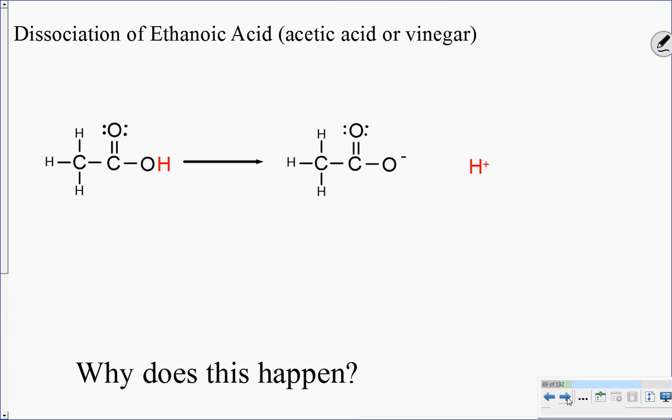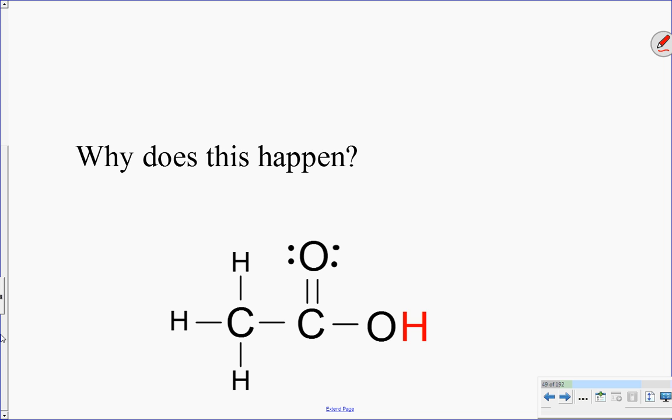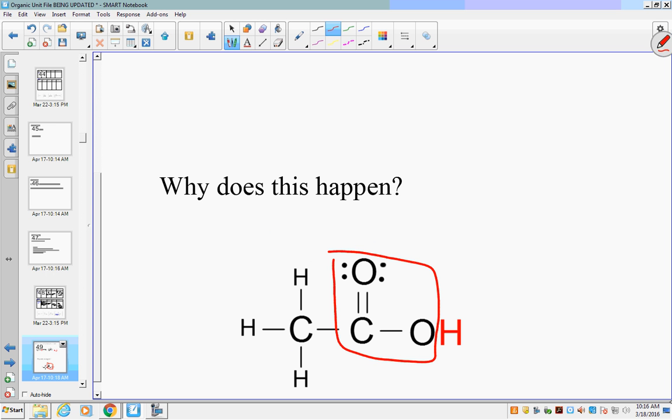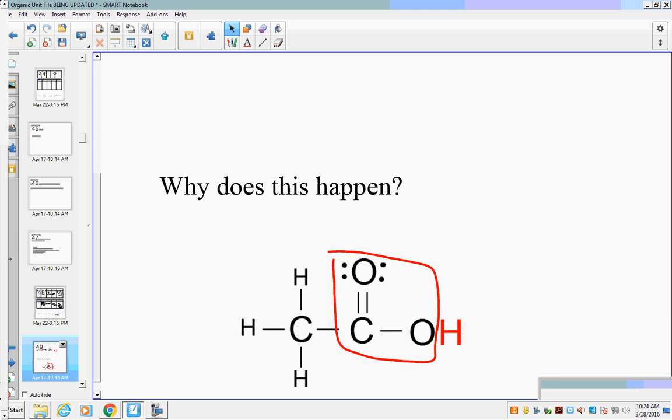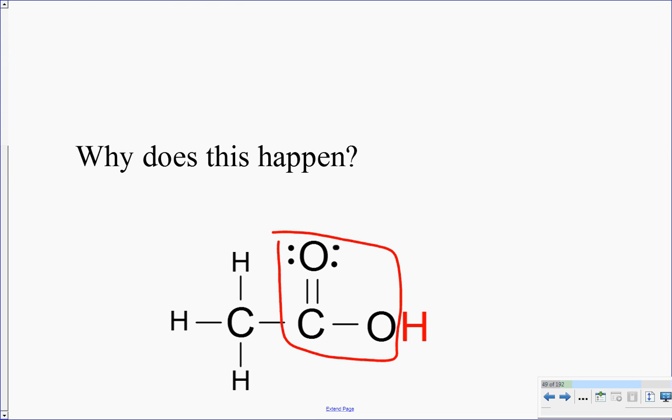The dissociation of an organic acid, such as ethanoic acid, which we titrated in our acid-base unit, occurs when this little H over here pops up and makes us a free acidic proton. This occurs because of these oxygen atoms right here being in such close proximity to that hydrogen. The high electronegativity of these two oxygens kind of sucks electrons away from that hydrogen, thus making it able to dissociate and be that acidic proton.